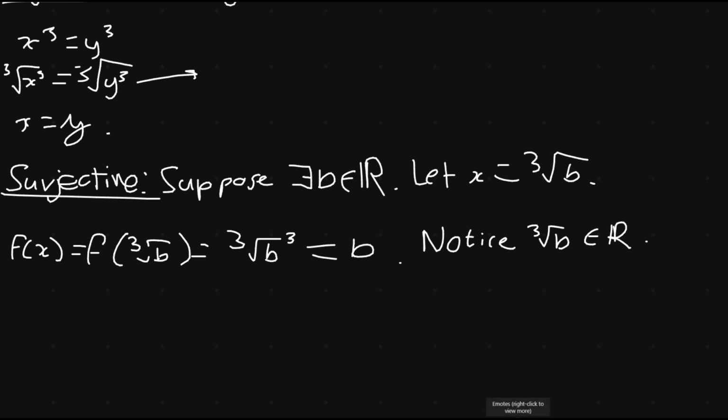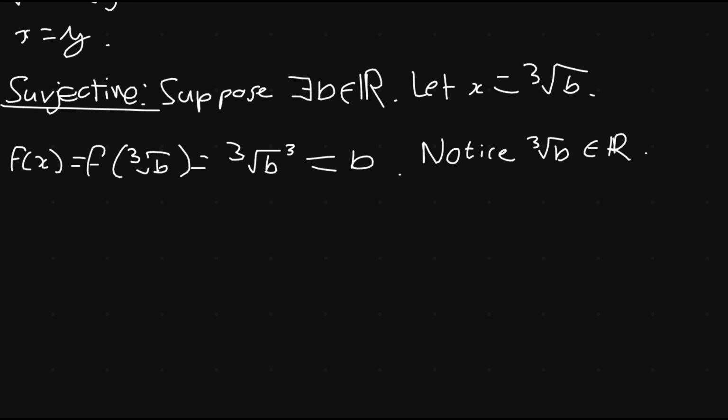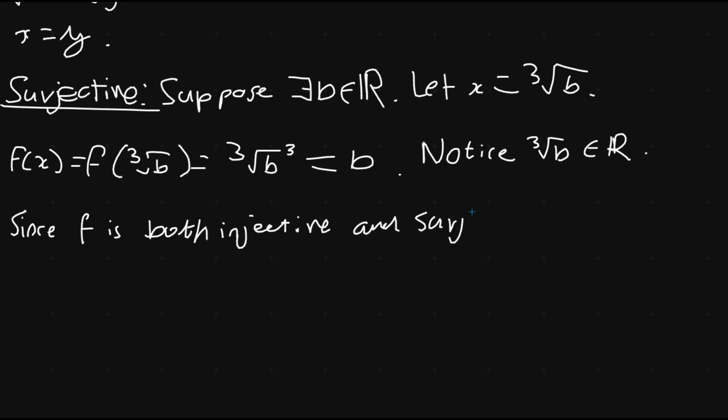So we've shown that f is surjective and injective, so now we can just say since f is both injective and surjective, because that's what it means to be bijective. It has to be injective and surjective. So since it's both injective and surjective, f is bijective.